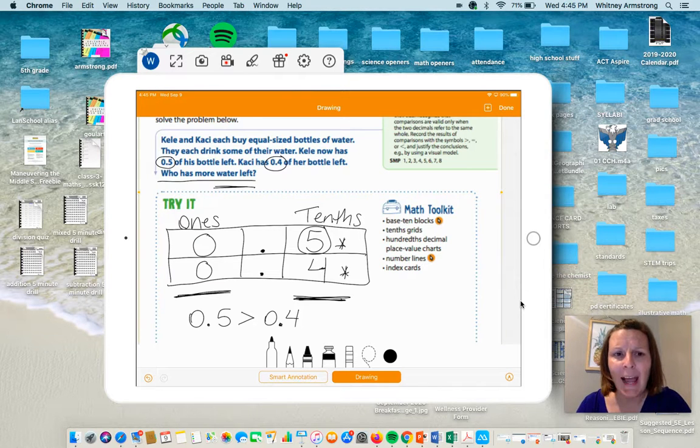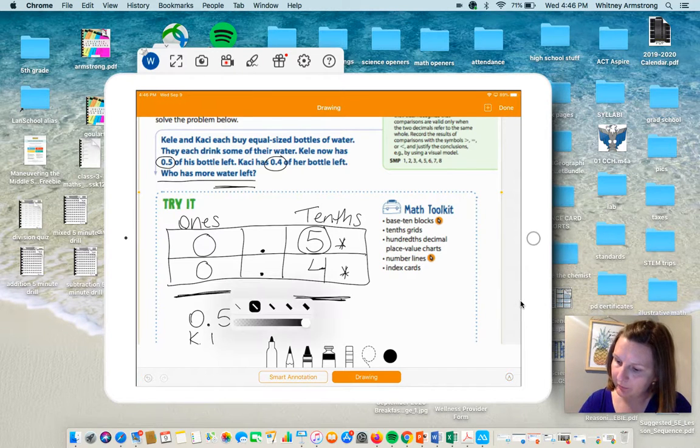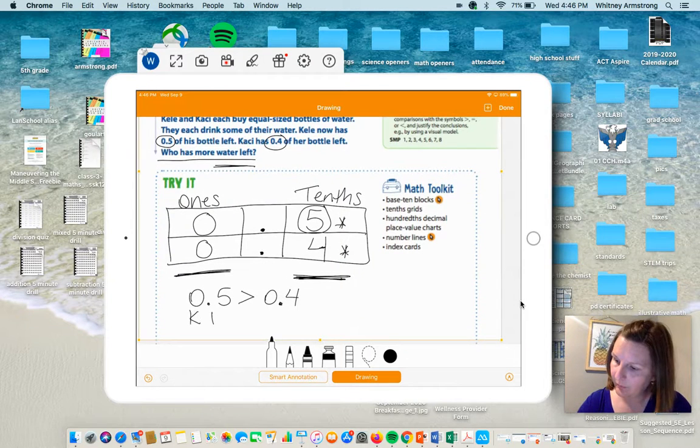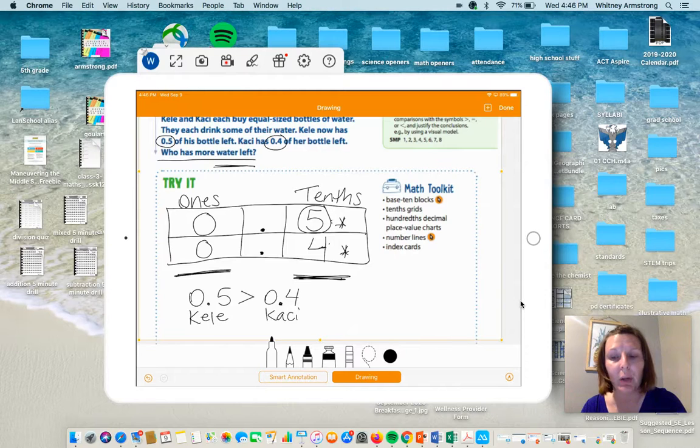But my question asks me, who has more water left? Okay, so they each drink some of their water. Keely now has 0.5 of his bottle left. Casey has 0.4, okay? So I know that, who was it? Keely. This is Keely. Uh-oh, my pen's not wanting to work. Move it down a little bit. Keely, and this was Casey. Okay, so I know that Keely has more water left to drink than Casey does. Okay, just by looking at my tenths place to see which number is bigger.